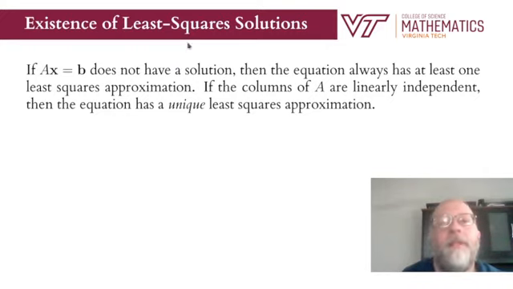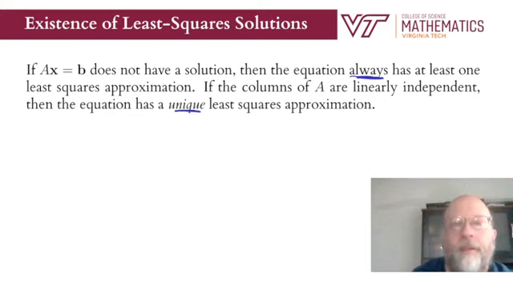If AX equals B does not have a solution, then we're guaranteed that the equation always has at least one least squares approximation. Furthermore, if the columns of A are linearly independent, then the least squares approximation is unique; there's only one. So we always have a least squares approximation, and if the columns are linearly independent, we have a specific unique one that is better than any other.